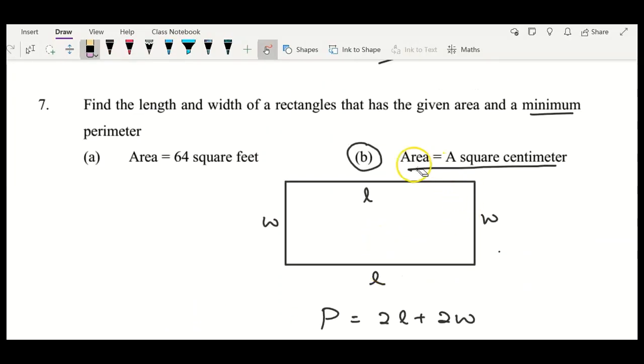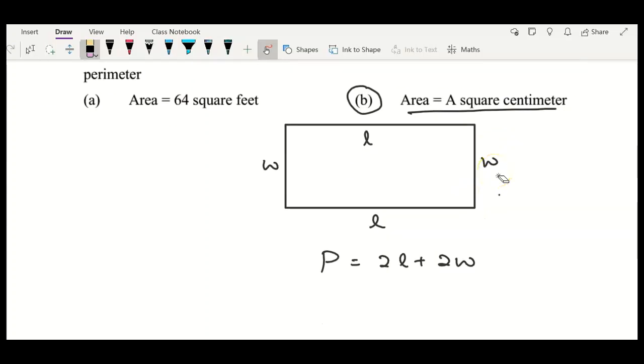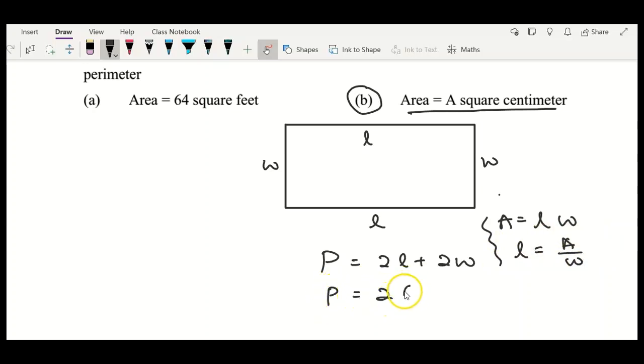Given the area is A square meters, we need to form an equation which shows the relation between L and W. So A equals L multiplied by W, meaning that if we want to get dP/dW, we're going to eliminate the variable L. So here I find L in terms of W. L equals A over W. Substitute A over W into your P. You will have 2A over W plus 2W.